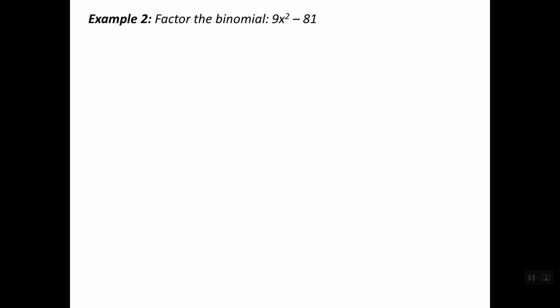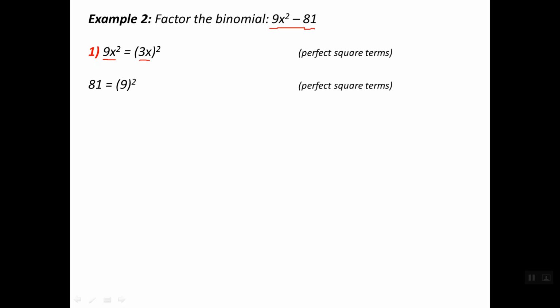Let's do this example together. We have a binomial which is 9x squared minus 81. Before starting solving this binomial, we need to make two perfect squared terms. Regarding the first term, which is 9x squared, simply we can consider it to be 3x all squared. So the first term becomes a perfect square term. And regarding the second term, which is 81, we can consider it to be 9 squared.